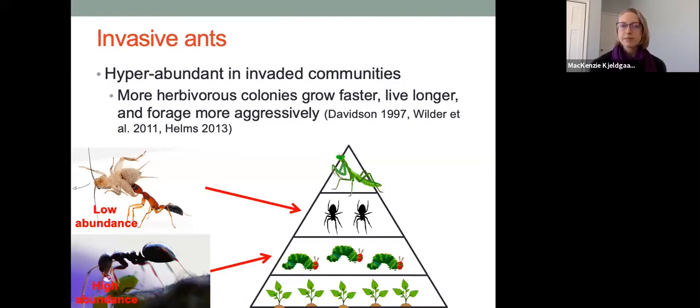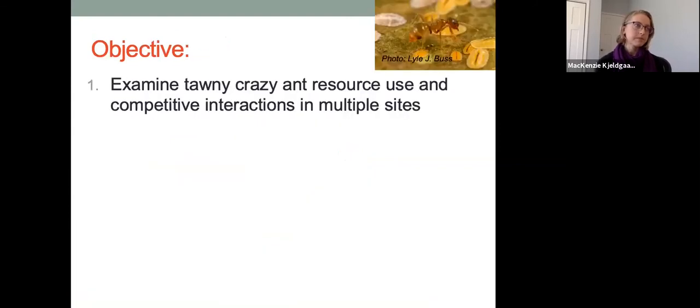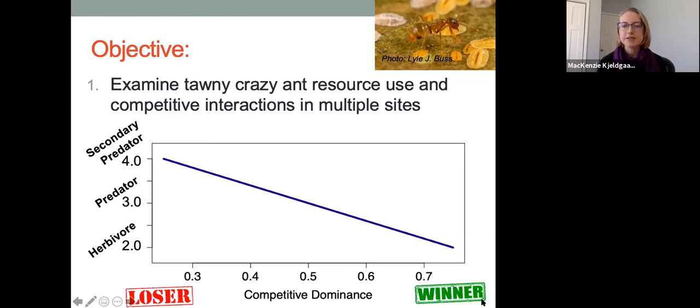And this also corresponds with their competitive interactions with other ant species. Ants that reach a higher abundance and are more herbivorous tend to outcompete other ant species for resources compared to their more predaceous counterparts. So I wanted to examine Tawny Crazy Ant resource use and competitive interactions at multiple sites in Texas, with the expectation that as ants feed more as herbivores, they would be more likely to outcompete other ant species for resources, and this would also correspond with a higher abundance.